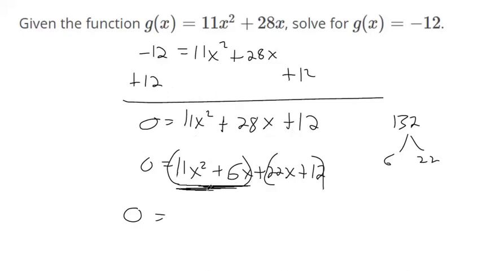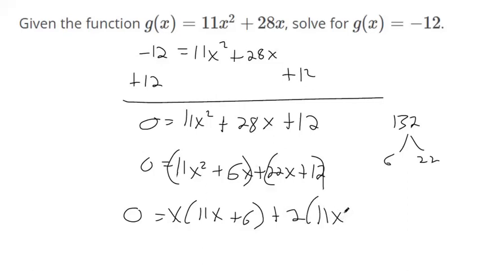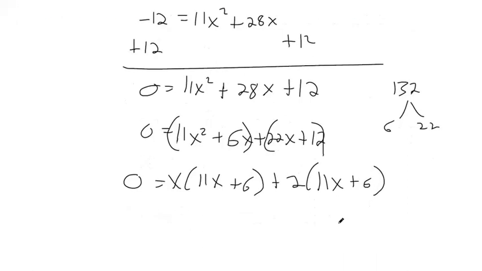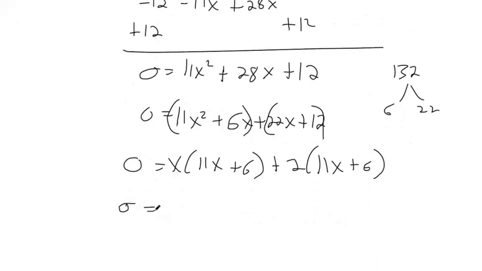The only thing you can take out of these two terms is an x. And then over here, the only thing you can take out of both of those, it looks like a 2. So if I divide 22x by 2, I get 11x. And if I divide 12 by 2, I get 6. So there's two parentheses that are the same, so I can factor out the 11x plus 6, and I'm left with x plus 2. Right?